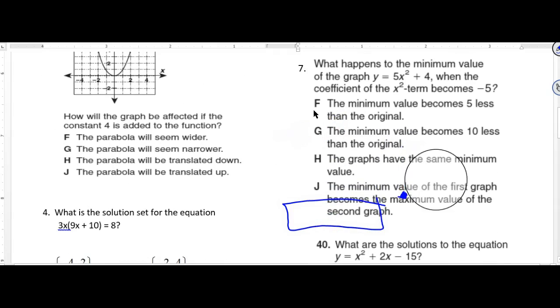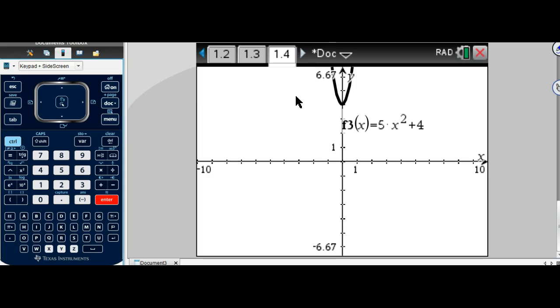7. What happens to the minimum value of this graph, 5x squared plus 4? I'm going to pause and go graph that really quick. All right, here we have 5x squared plus 4. They want to know what happens to the minimum.